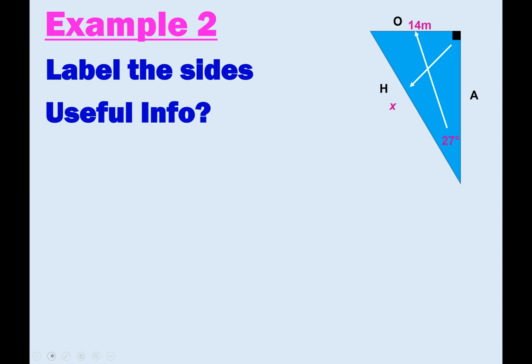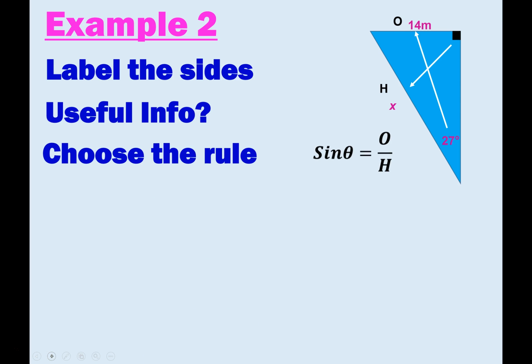We think about which information is useful to us. So once again, I want to find the hypotenuse. I have this opposite information, and so again, the adjacent is useless to us, so that goes. And we know from last time that that means the only rule that uses O and H is our sine rule.